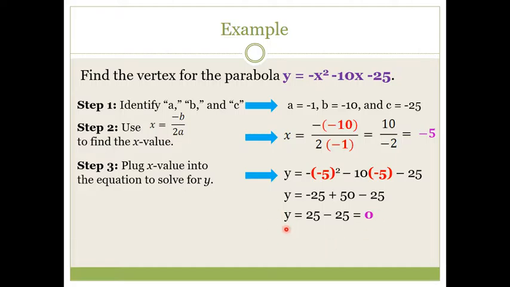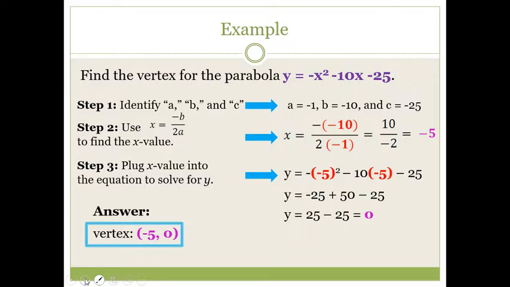Alright, so in this case, the x-coordinate of the vertex is at negative 5, and the y value of the vertex is at 0. So we write our answer as the ordered pair, negative 5, comma 0.